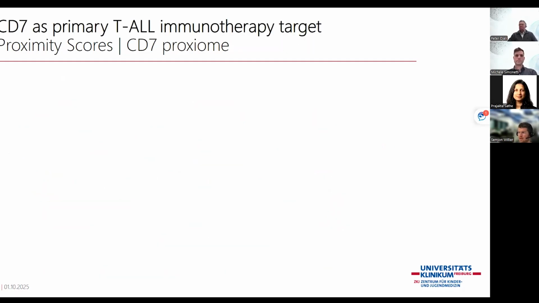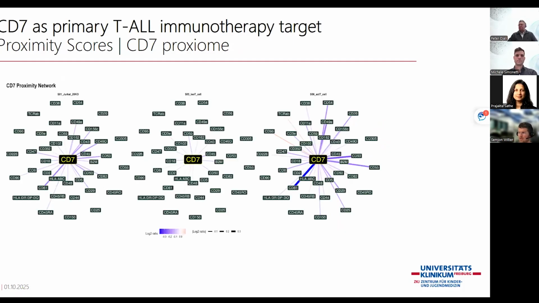And then last but not least, we're also working on CD7 as the primary T-ALL immunotherapy target at the moment. Here, if we look only at the proximity score of the proxiome of CD7, again, this is absolute data. You can see again here the Jurkat cells, so malignant T cells, resting T cells and activated T cells. This is the same visualization, but you don't see a lot of co-expression patterns, in particular if you look at the CD7 proxiome in the Jurkat cells.